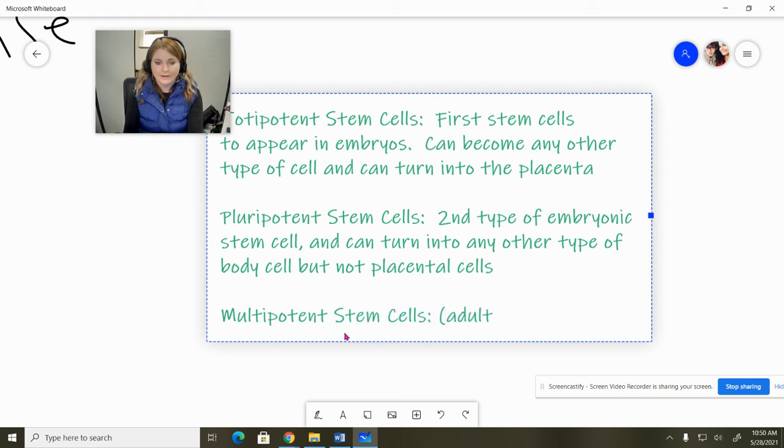These are ones that you find not in embryos. They can become many different types of cells, but they are limited. Generally, you have specific types of multipotent stem cells, like a certain type of stem cell that is specific to bones, and so they can only become bone cells, right? Or different types of bone cells.